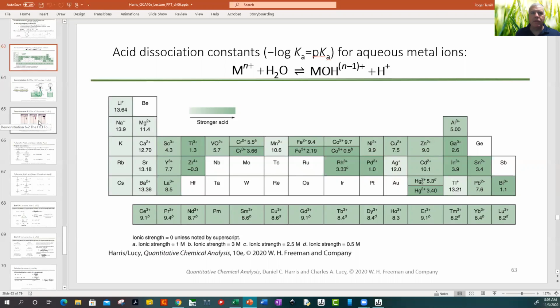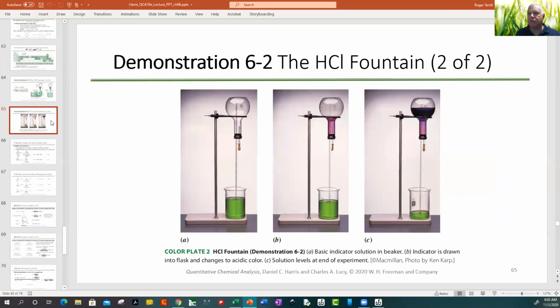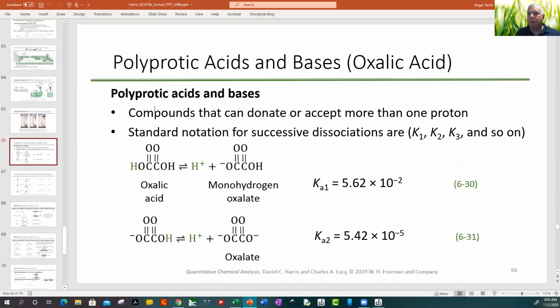Okay, so moving forward, we're going to skip the HCl fountain. That would be fun someday, but can't do it. So, polyprotic acids and bases. Did we already do this? No, we didn't. At least I don't remember. Okay, I'll make short work of it, hopefully.